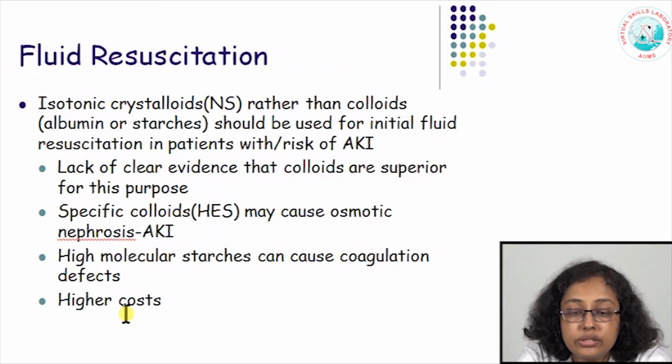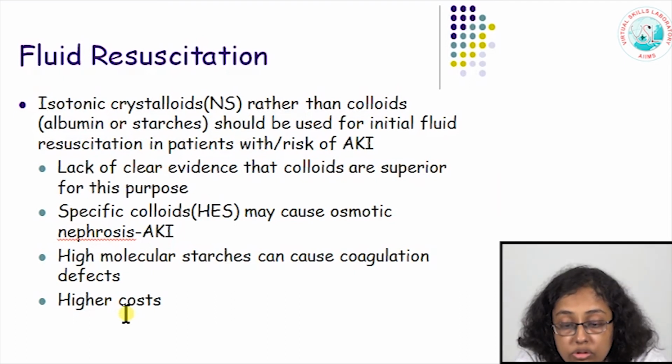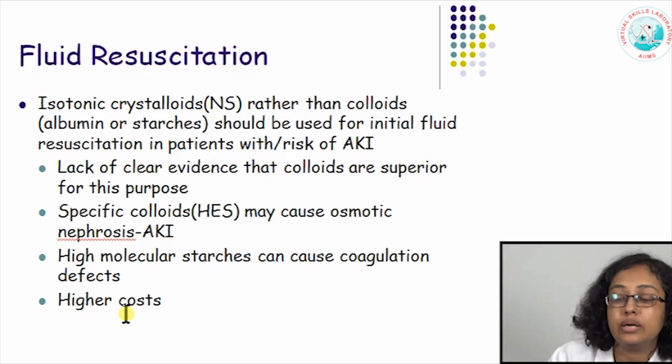So how do you resuscitate? Fluid resuscitation should mainly use isotonic crystalloids, mainly normal saline in adults, rather than colloids like albumin or starches, because there is a lack of clear evidence that colloids are superior to normal saline for this purpose, and certain colloids like HES may actually cause osmotic nephrosis and lead to worsening of the renal disease. High molecular starches can also cause coagulation defects, and they are expensive. So, as such, normal saline should suffice.